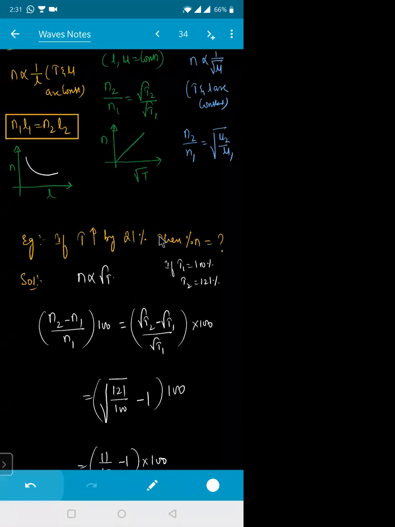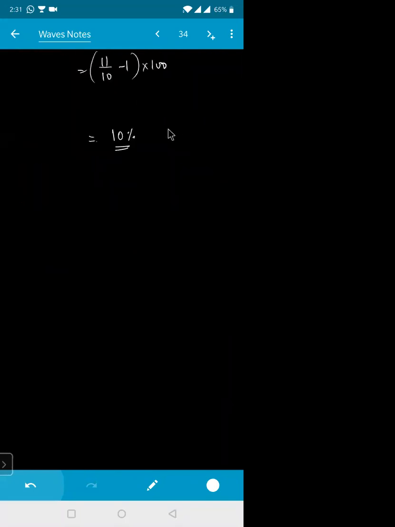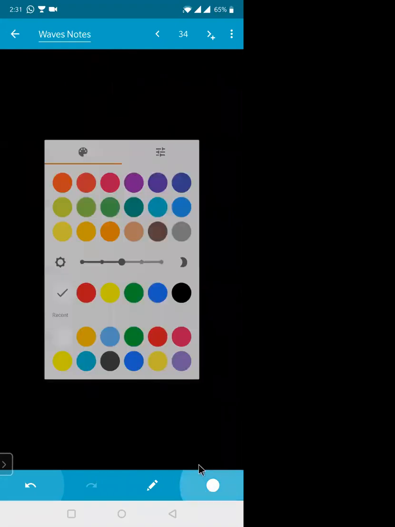Yes, sir. Isn't it? In this, the percentage is greater than 10%, beta. If the answer is lesser than 10%, then we can apply the concept of errors.